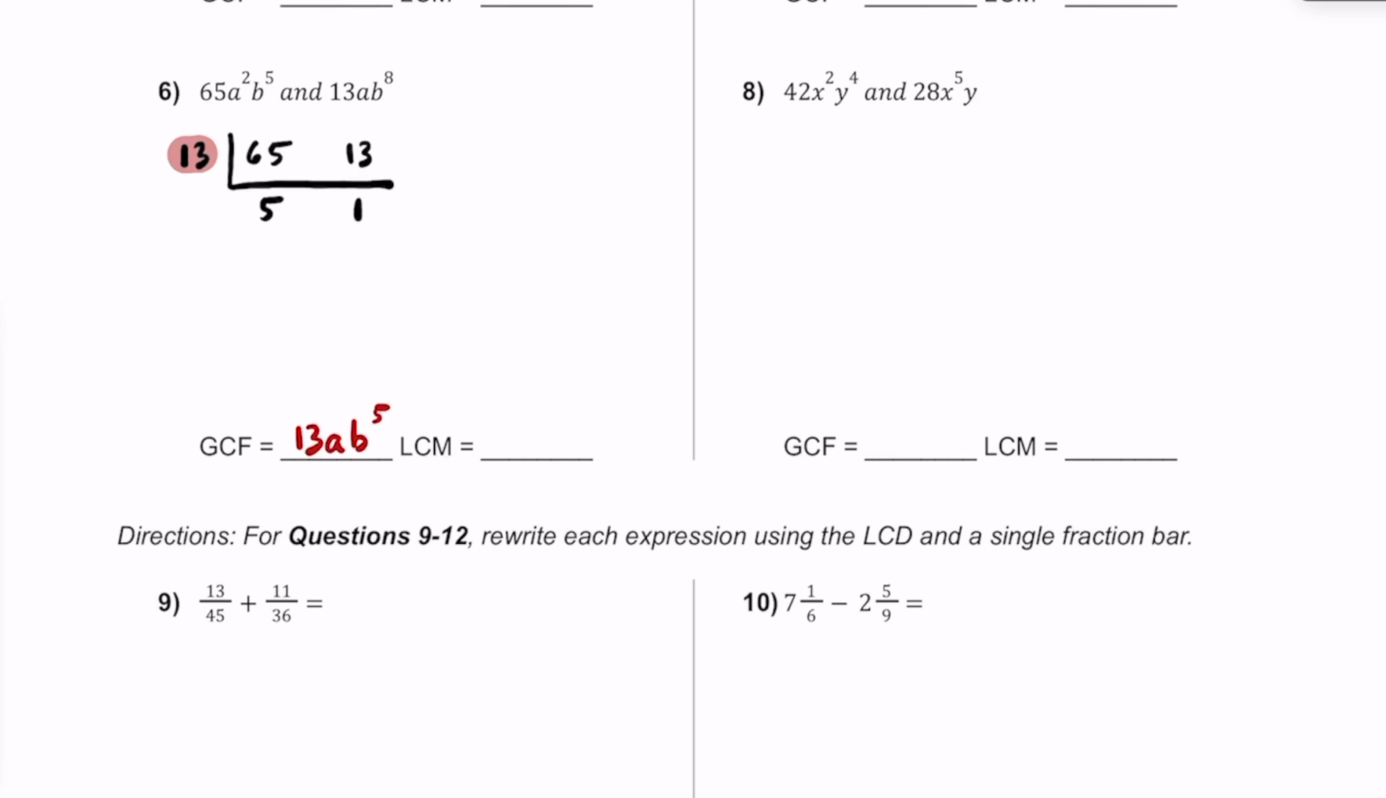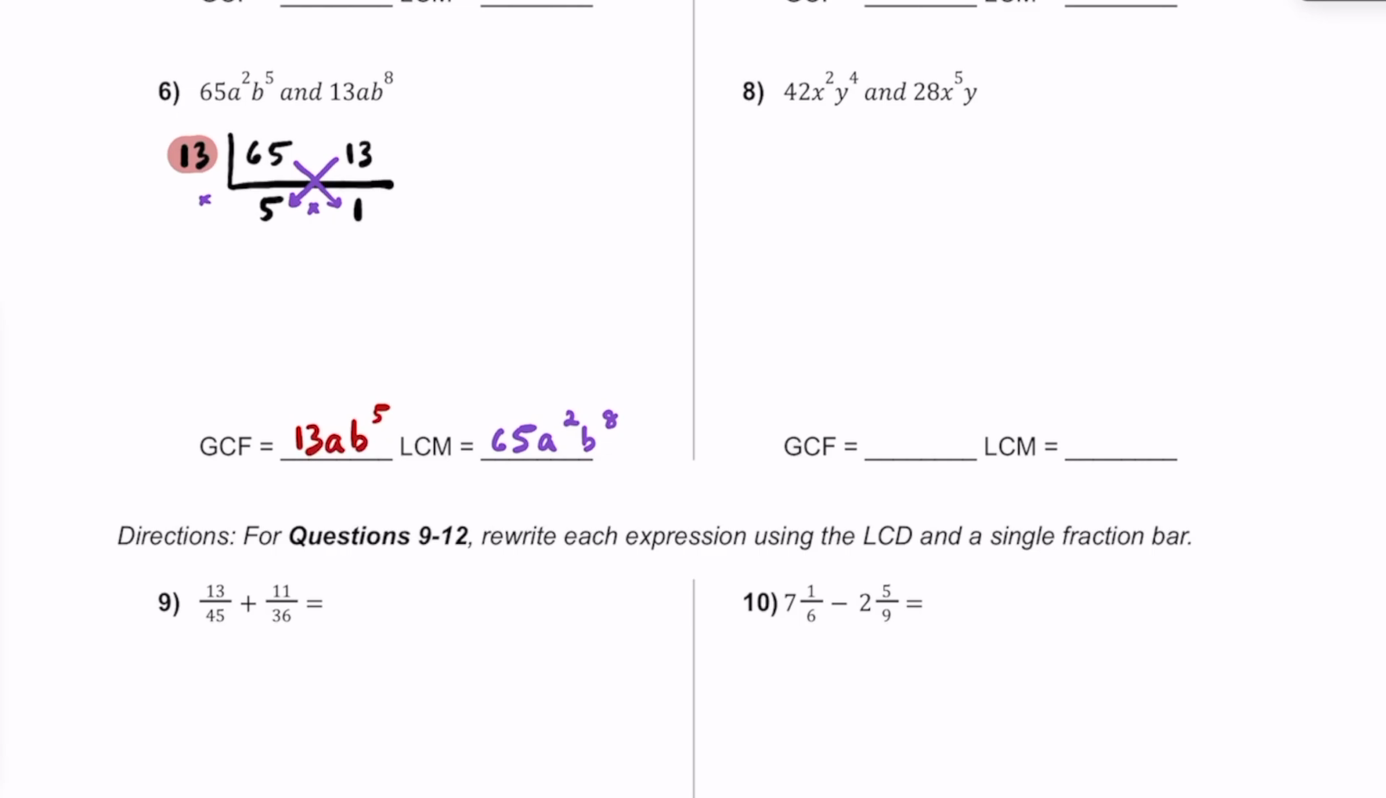Now, as for the LCM, let's go ahead and just multiply. I think I'm just going to do 65 times 1. I think that's easier, right? But 13 times 5 is also 65, or if you multiply the outsides here, you're still going to get 65 for that coefficient, or again, that whole number in front of the letters. And then for the variable parts, you just pick the higher exponent of these. So the first time a squared and a meet is going to be at a squared. And then the first time this b to the 5th and b to the 8th meet is going to be at b to the 8th power. So again, you can just choose the higher exponents for each of those variable bases.